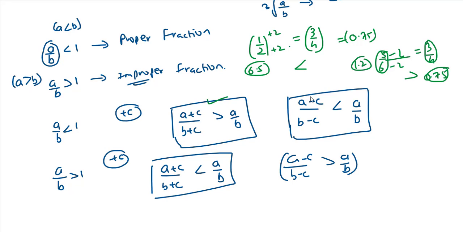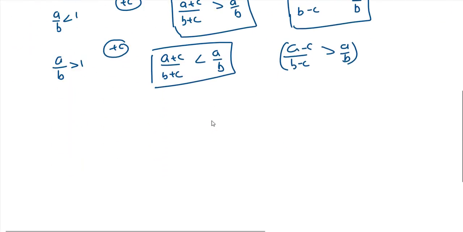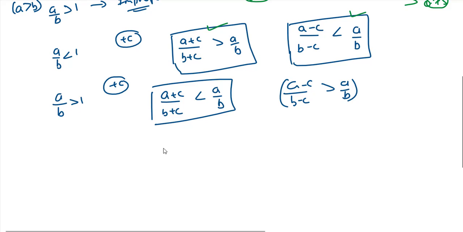So if you subtract the same quantity from the numerator and denominator of a proper fraction, the value of the ratio will decrease. So this new ratio will become less than the original ratio. Let's take a few examples for improper fractions and also understand this concept.